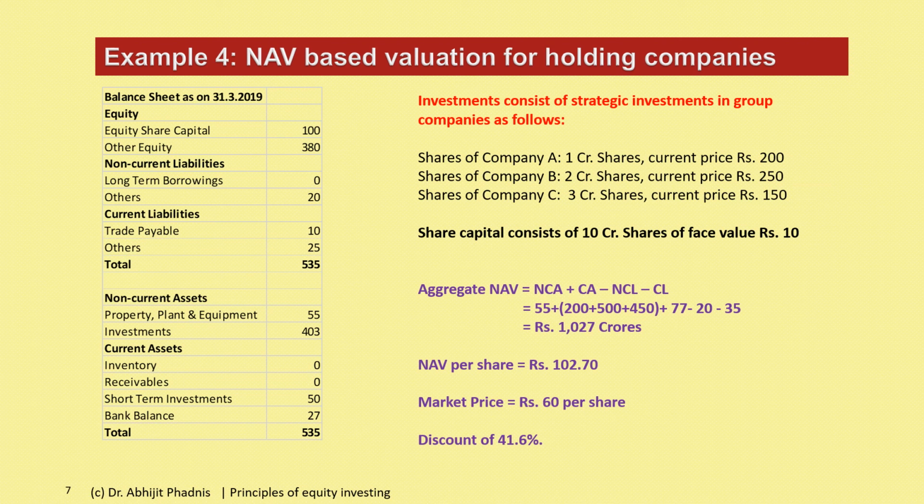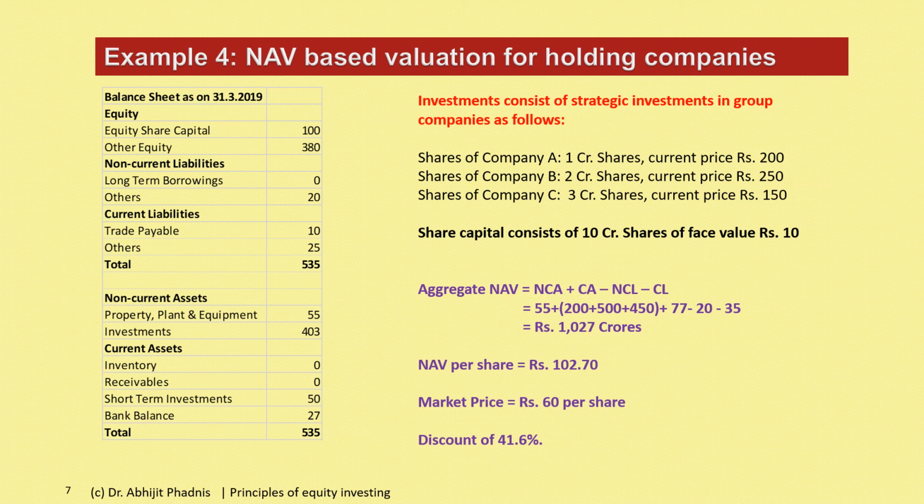NAV is essentially the equity as derived based on market values of the investment portfolio, as adjusted for other current assets and non-current and current liabilities, and essentially that is divided by the number of shares which have been issued to derive the NAV per share. So here you will see that the aggregate NAV or aggregate equity, based on valuation of the investment portfolio at the current prices, works out as follows.